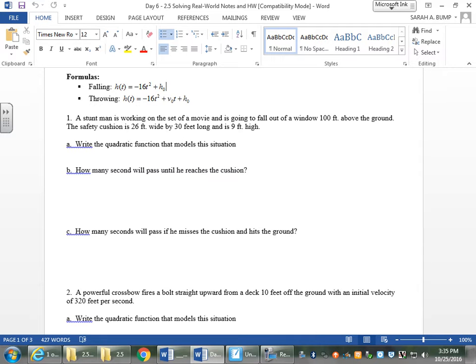So there's two formulas. We have a falling object formula and an object that has been thrown, that has some force behind it. In both of these formulas, they have overlapping variables.